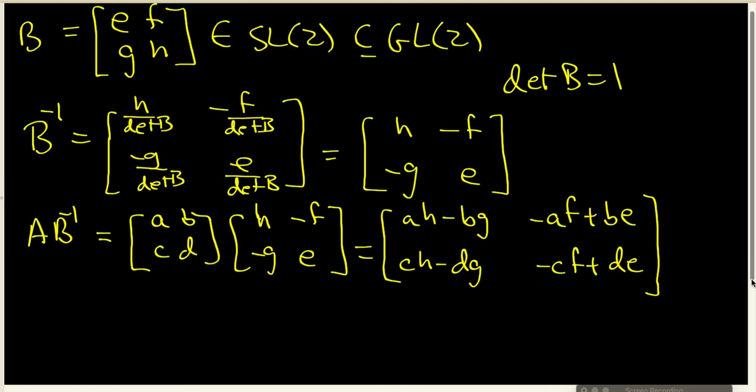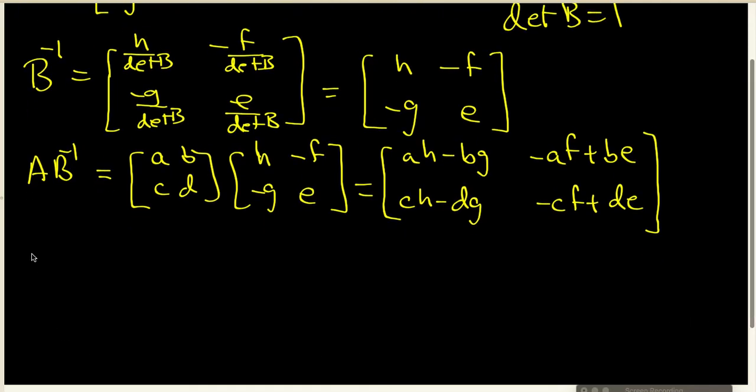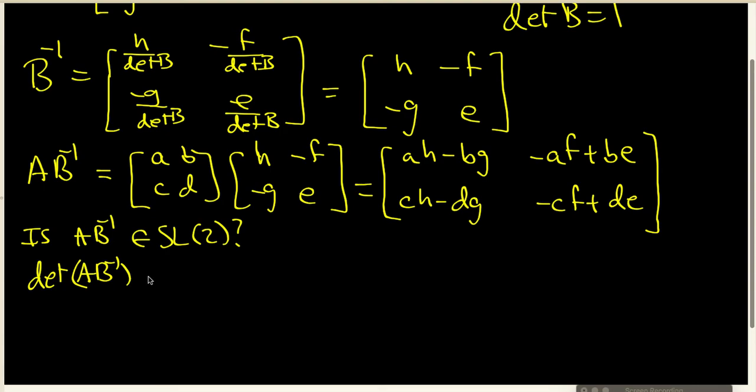So I've got that matrix computed. The question now is: is A times B inverse inside SL2? Well, to figure that out, I need to take the determinant of this matrix. So the determinant of A times B inverse is going to be, well, let's see, this product minus that product.